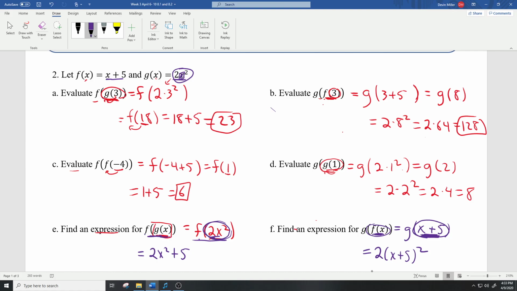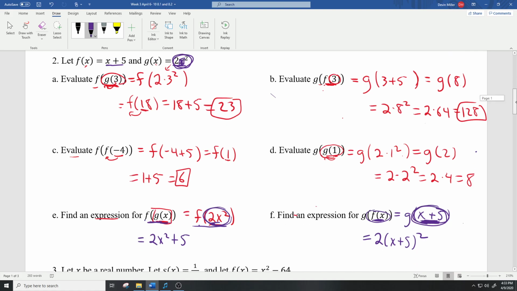So again, we took the x plus 5 that was inside here and plugged that into the g function, which is 2x squared. I removed the x that was in there and replaced it with x plus 5. Now, you can simplify this a little further. You could actually square it and distribute the 2, all that stuff, but we're just practicing the method of doing composition of functions.